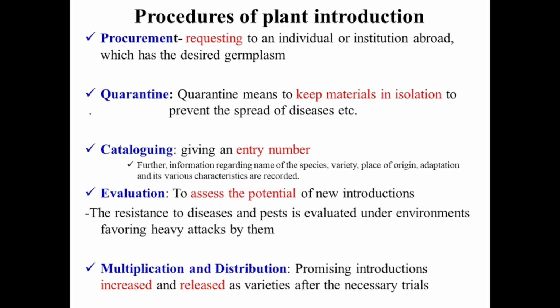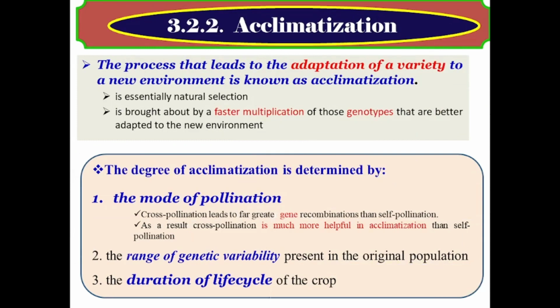The other lesson topic we have in Chapter 3 is acclimatization. Let's discuss what acclimatization means and what makes it different from adaptation. Acclimatization is a process that leads to the adaptation of a variety to a new environment. It is brought about by a faster multiplication of those genotypes that are better adapted to the new environment. Acclimatization is a quick, temporary change that can be reversed once the previous conditions are met, while adaptation is a gradual, permanent change that is evolutionarily important for a species' survival and continuity.